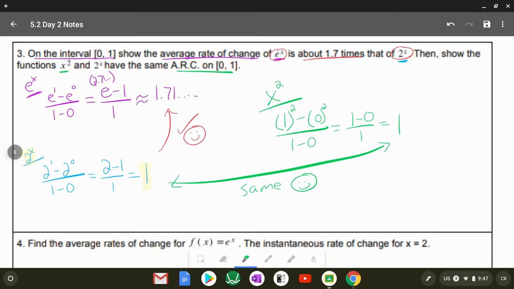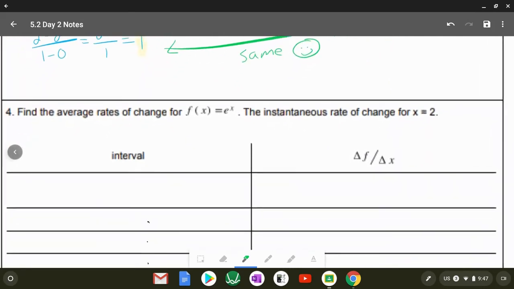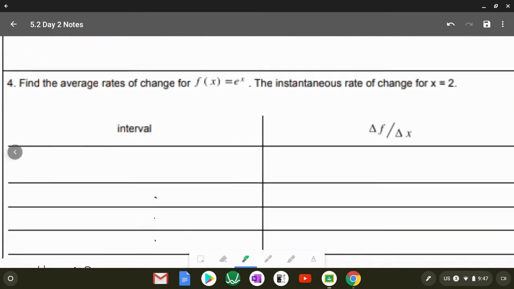That was the ratio of all the intervals, or the average rate of change on the intervals from 0 to 1, of all three of those functions. Awesome. So now number 4, we're going to talk about the instantaneous rate of change.